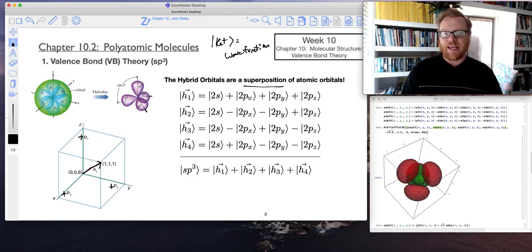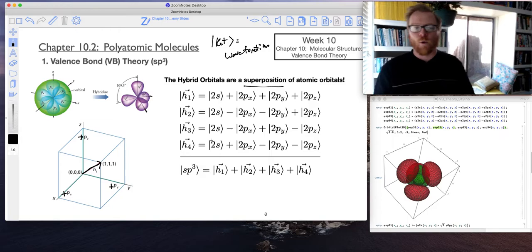So if I look at px, I have 2 positive instances of 2px, and I have 2 negative instances of 2px. And same with 2py, and same with 2pz. Okay? And I don't need to do that with 2s, because remember, s is spherically symmetrical about the whole coordinate system.